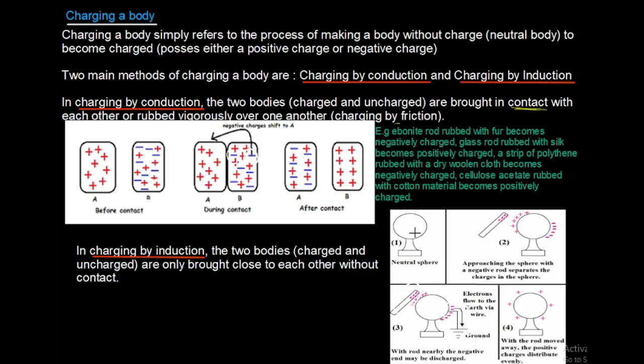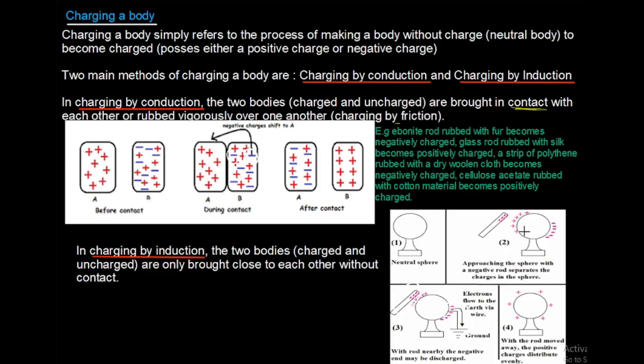So looking at what we have here, this is a negatively charged body, and this is our neutral body. Don't forget, this is your neutral body. So we have our charged body. Remember, in charging by induction, there is no contact. The two bodies are only brought close to each other. We now have our negatively charged body being brought close to the neutral body.